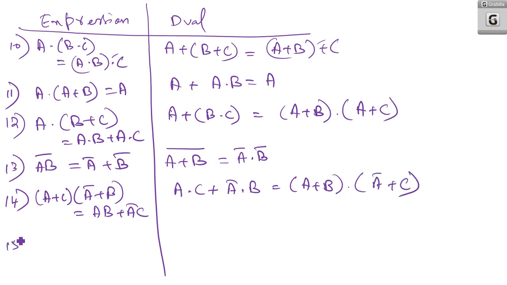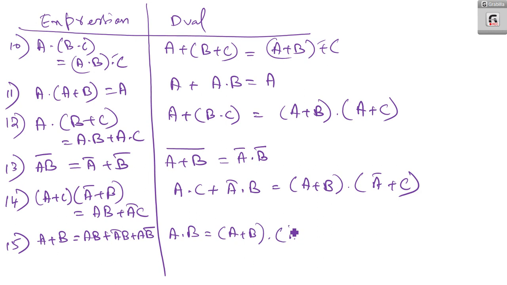One more I will write, 15th one. A or B, I can write it as AB or A bar B or AB bar. The same thing I can write in the form of dual as A dot B is equal to A or B and A bar or B and A or B bar. Hope you have understood how to form the duals.